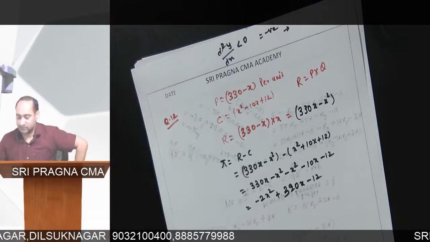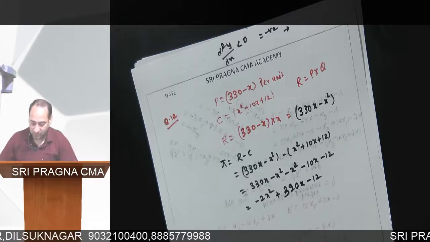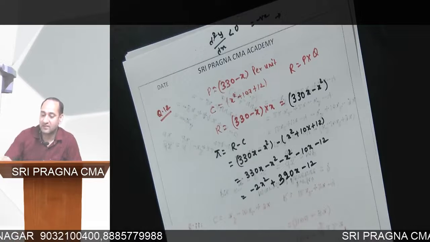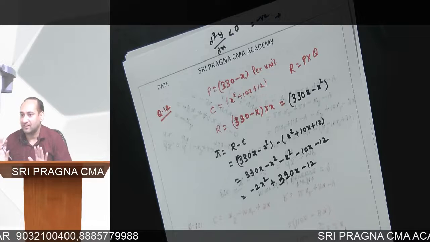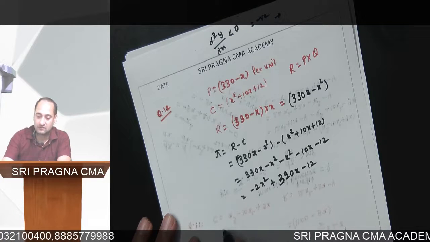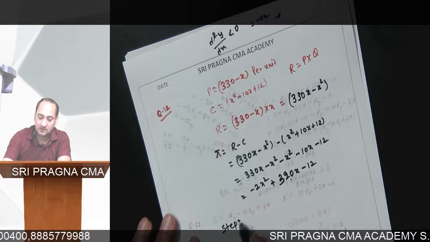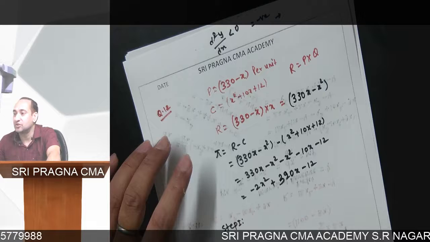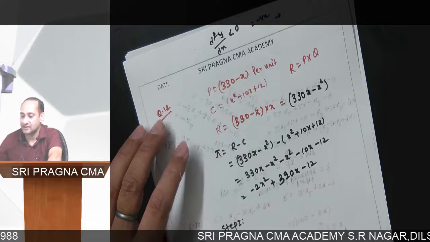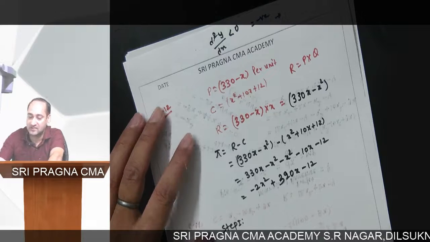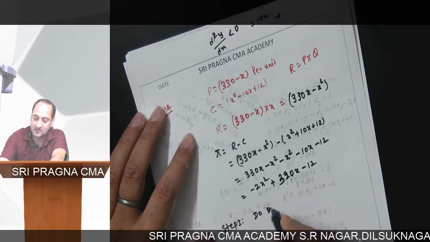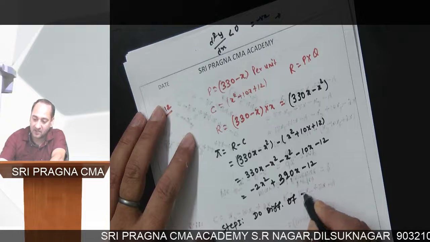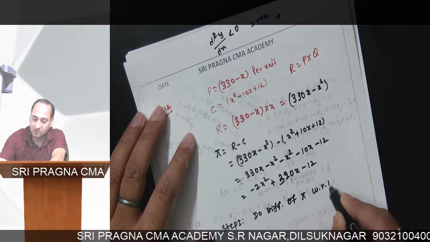Is it clear to all of you? What I need to do now? This is the value we have got, the value of profit. Step number 1, what do we need to do? dy by dx, right? We have to do the differentiation. Step number 2, do differentiation of pi with respect to x.